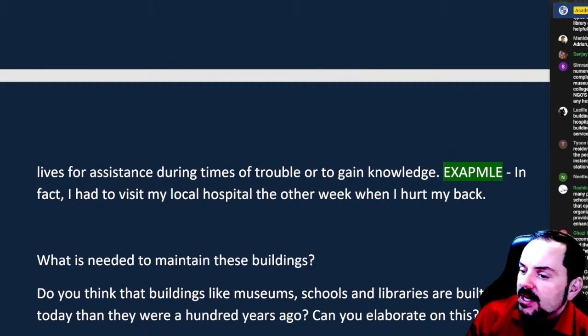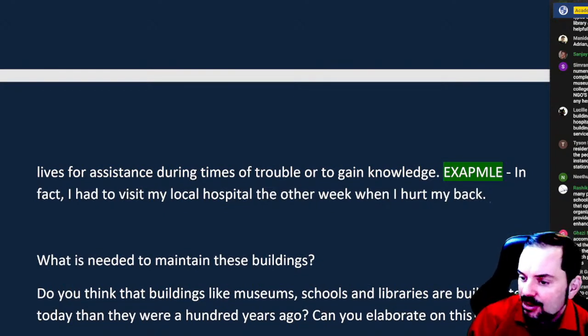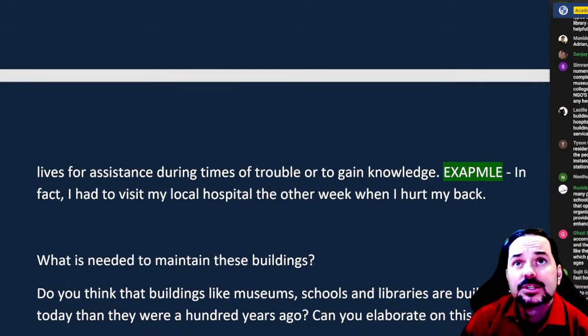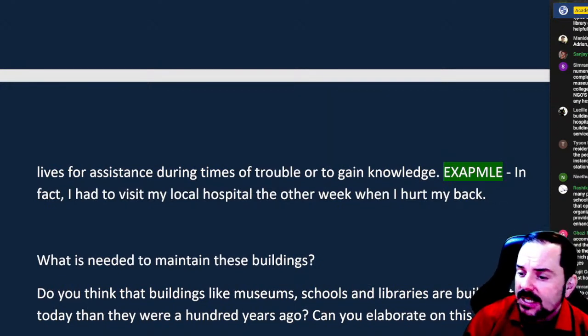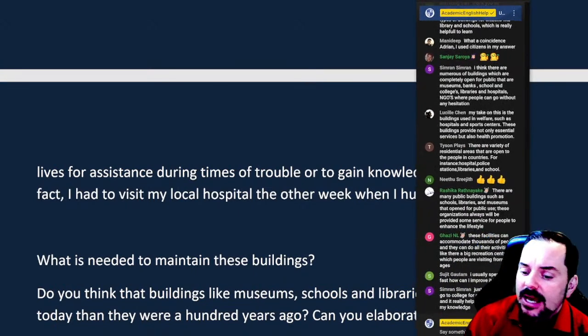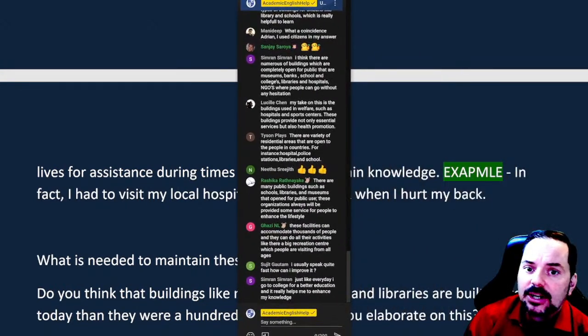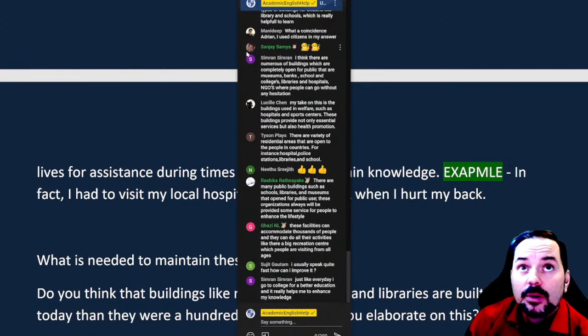Lucille says, my take on this is buildings used for welfare, such as hospitals and sports centers, are open to the public. These buildings provide not only essential services, but also promote health. Okay, a couple of corrections there, Lucille, for you, so pay attention to that. I'm looking at the chat here, everybody, so just so you know what I'm looking at.